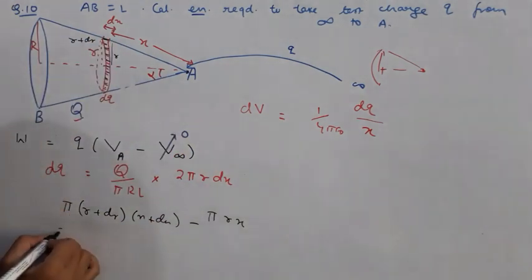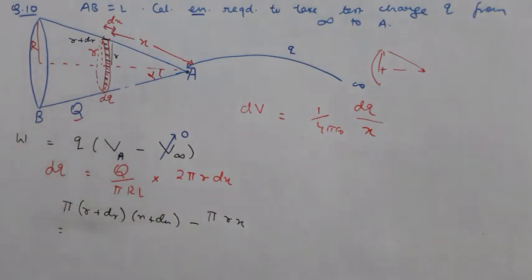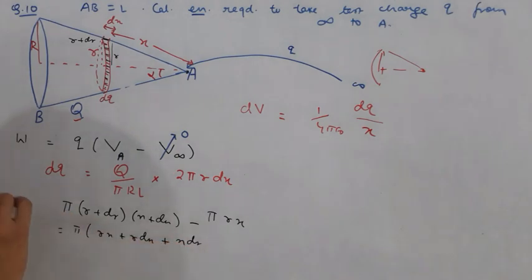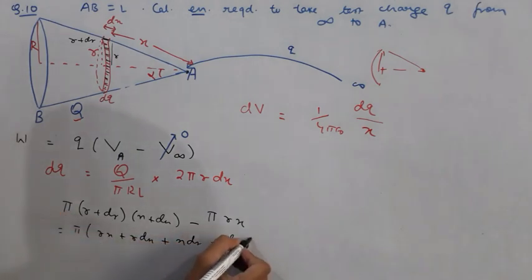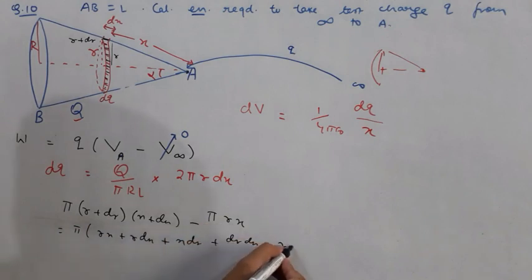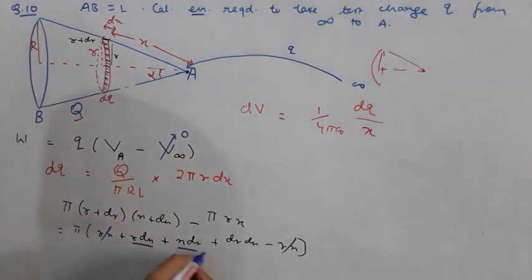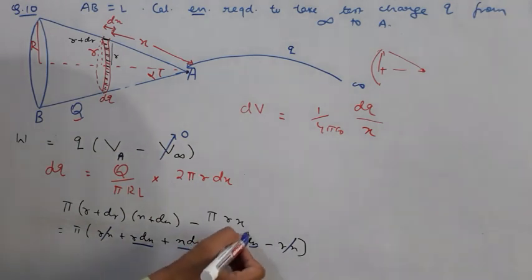Now if you multiply this, pi will be common: r times x plus r times dx plus x times dr plus dr times dx, minus this one, r x. Pi we have taken as common. Now you can see that the terms rx and rx will cancel. So what will be left? We will be left with r dx and x dr. Now the differential lengths dr and dx are both very small, so we neglect their product.